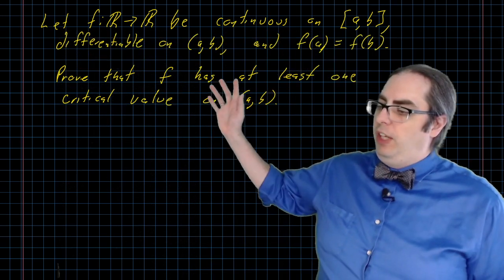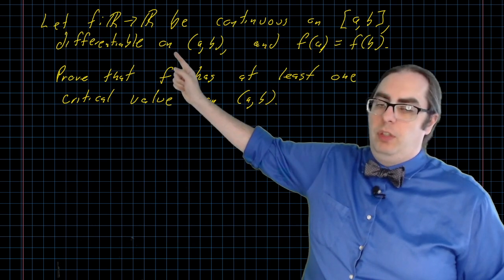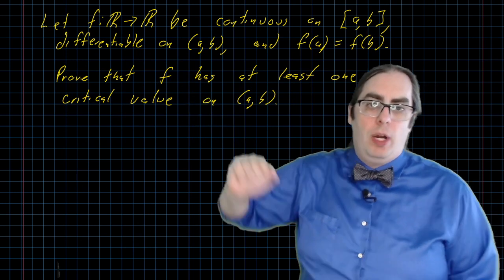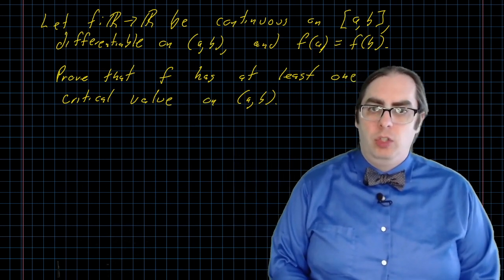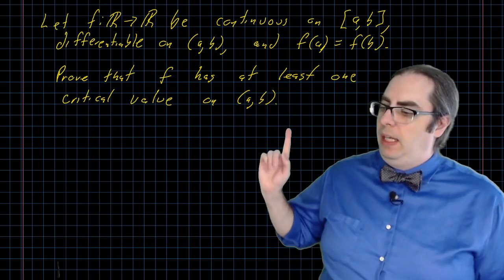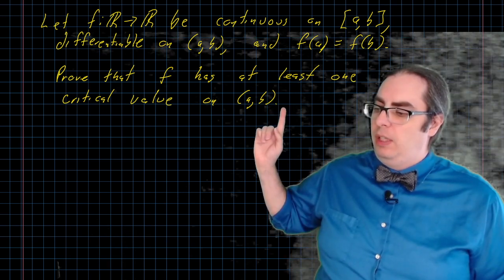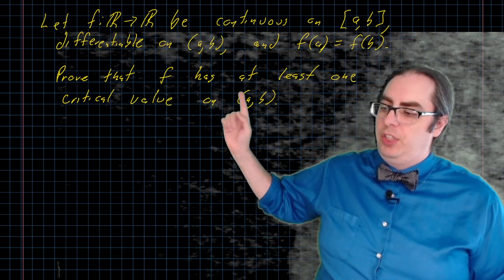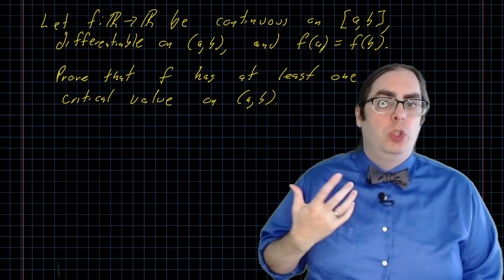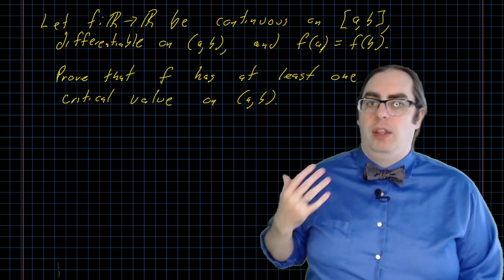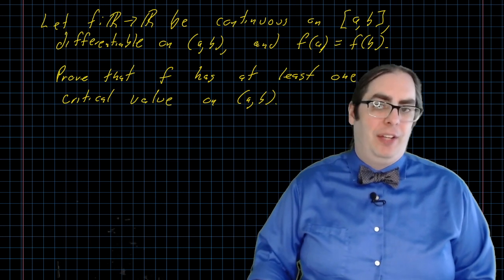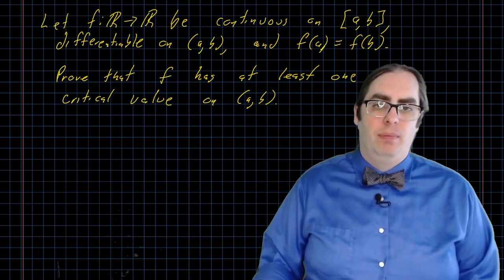Notice in the statement here, we have a real-valued function of one real variable, it is continuous, and it is differentiable. Those are the requirements for the mean value theorem. So the mean value theorem should help you in this. The other thing I want to notice here is that we are trying to show that the function has at least one critical value. We're not trying to find the critical value, we're just trying to say that it exists. The mean value theorem, the intermediate value theorem, those are really good at saying that something happens without telling you when or how it happens.